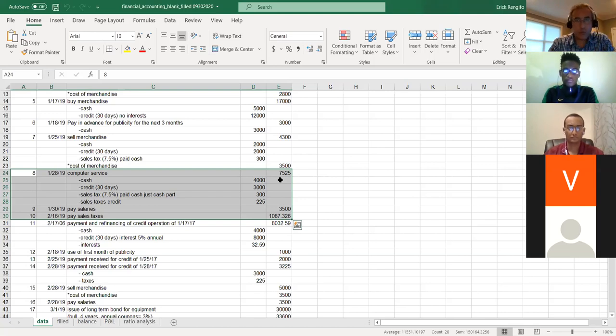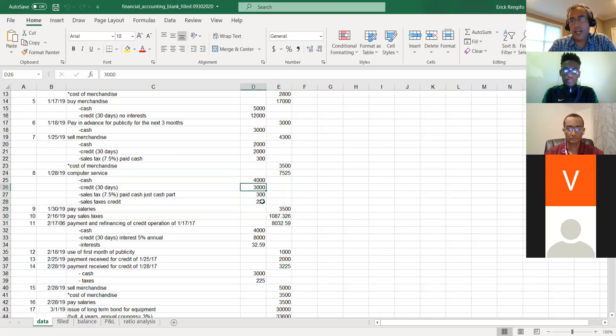Okay, so that's the tricky part. This implies that what the corporation is doing is giving a credit not only on the $3,000, but also on the $225. Right? And remember, the problem with this issue is that this is not the corporation's money. So technically, guys, this is very rare. Normally, when you sell on credit, the taxes are paid all in advance. Okay, this is just to show you what's going on.